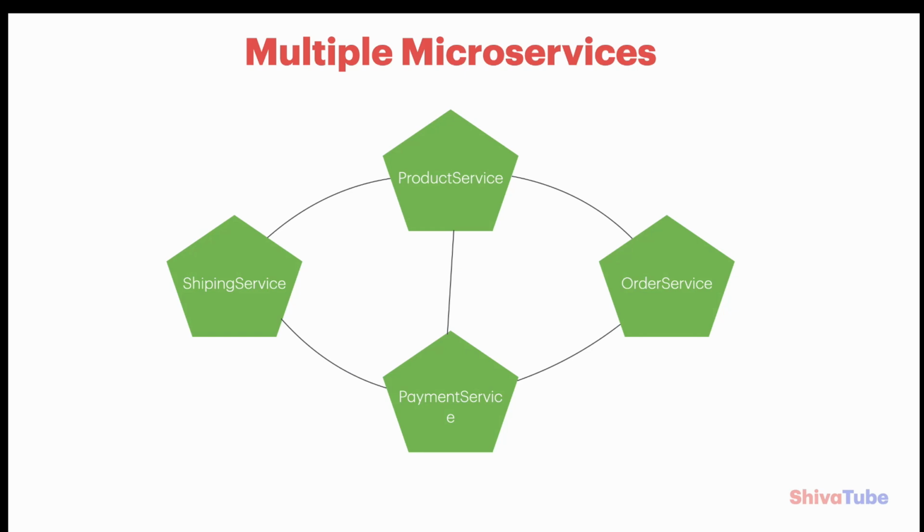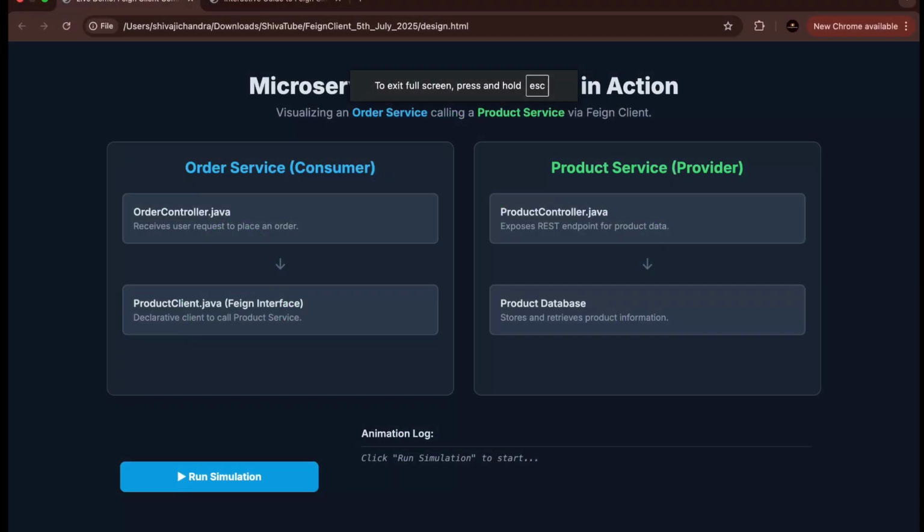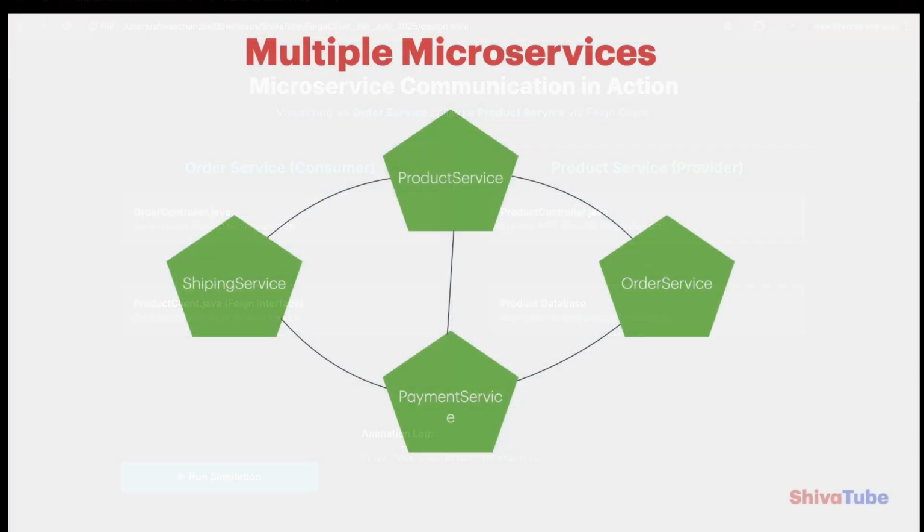This is exactly why we use FeignClient. It lets you call another service's REST API just like a regular Java method. Clean, simple and powerful. So in today's video, I will show you how to set up FeignClient in Spring Boot with a complete real-time example. So let's proceed with the FeignClient implementation in Spring Boot.